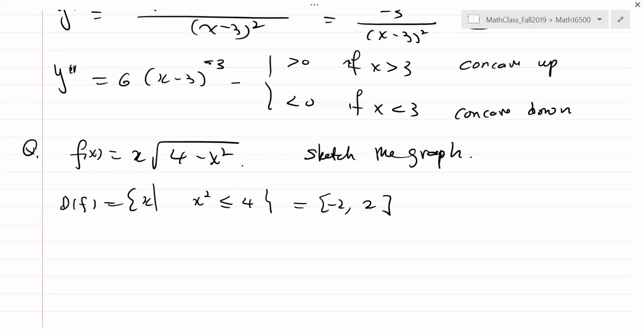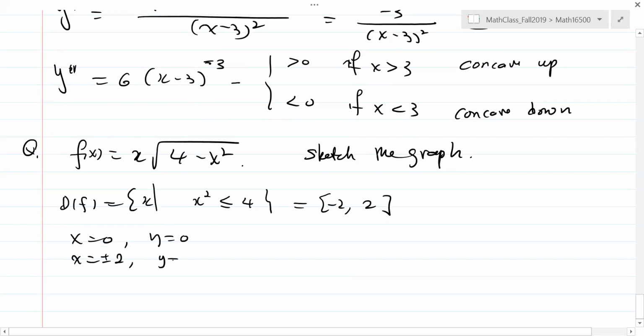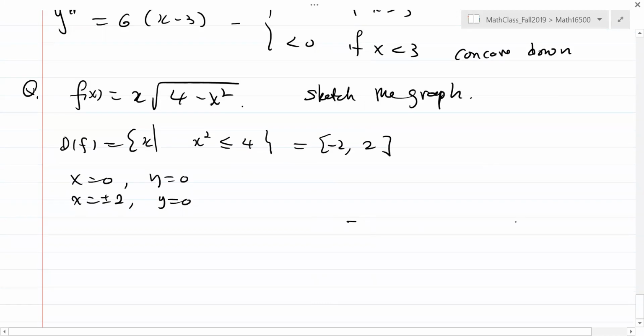Okay, clearly when x equals 0, y is 0. When x equals plus or minus 2, y is also 0, right? So the graph passes through here, negative 2, here is positive 2, and this is 0. So when x is positive, y is positive. When x is negative, y is negative. We already sketched the graph.